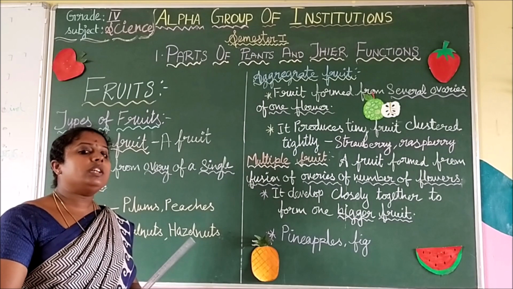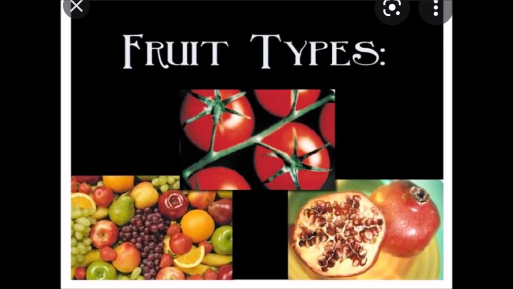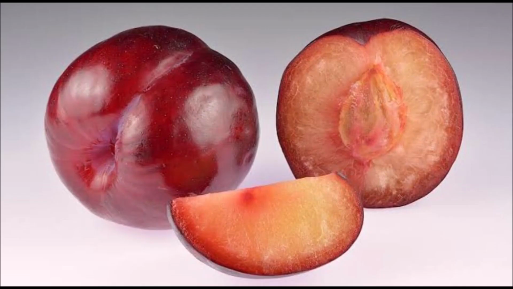Next we are going to see about seeds. Children, now we are going to see about types of fruits. In types of fruits, we have three major categories, that is simple fruit, aggregate fruit and multiple fruit. Now we are going to see simple fruit examples. What is this image? What is this fruit name? Plum. So plum is an example of simple fruit.